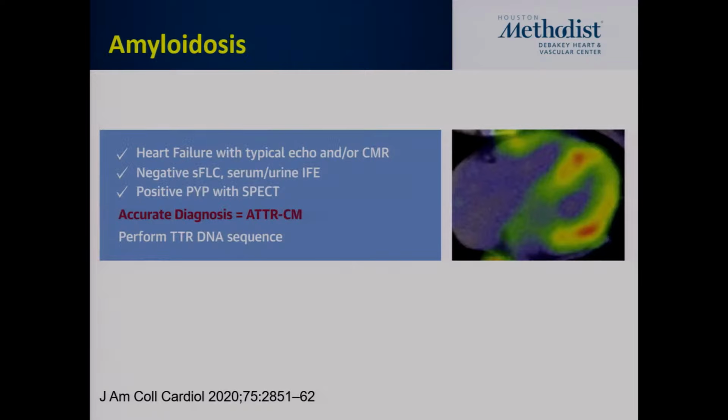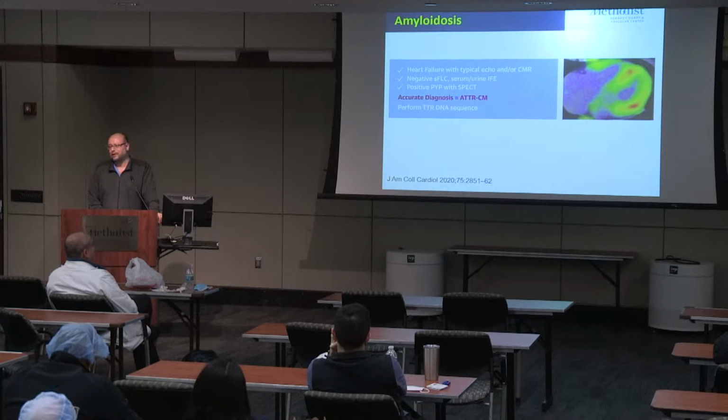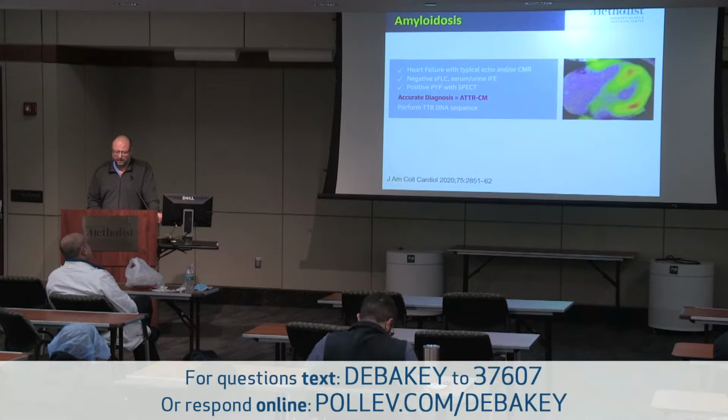So with this, I just want to emphasize one concept that I've already mentioned. For PYP, when you order it, you should already order it in the right population. So it's not just that the patient had an episode of acute heart failure, so I want to order a PYP. Heart failure with typical echo and/or CMR, you have already ruled out AL by doing your serum kappa and lambda, and then you do the PYP. If the PYP is positive, then you have a diagnosis of ATTR, and then you can go for genetic testing to check if it is wild type or a genetic mutation.